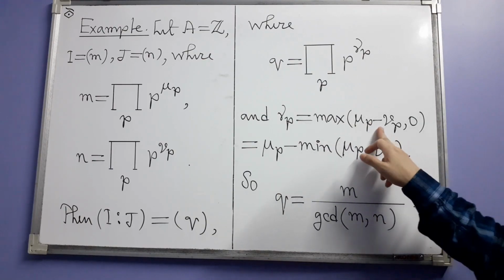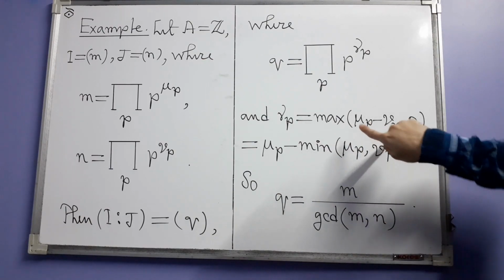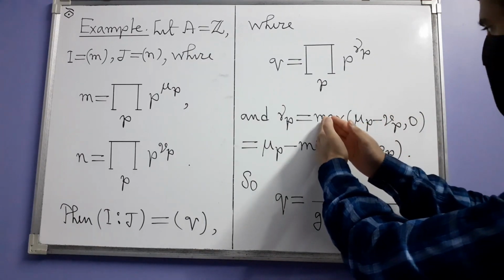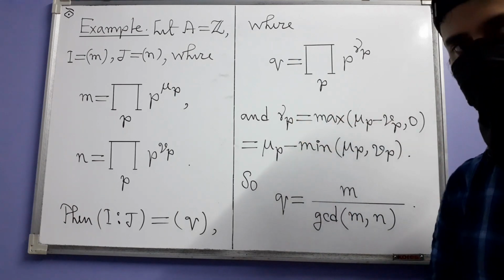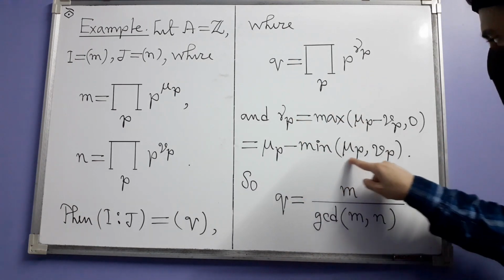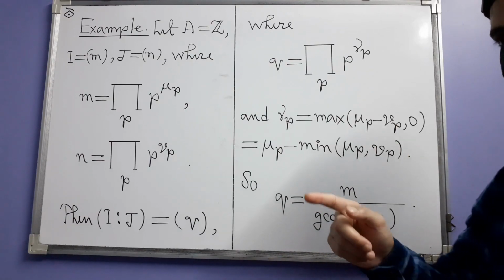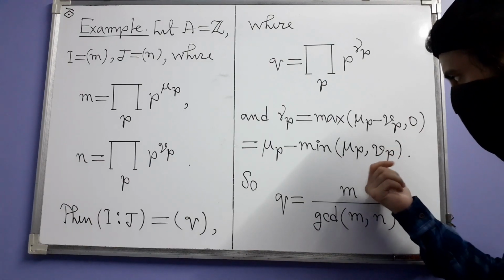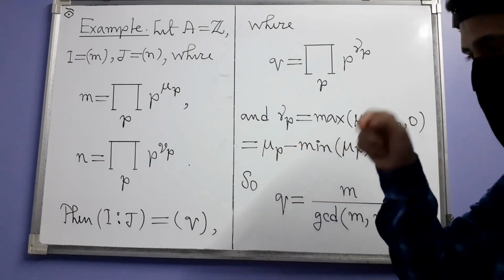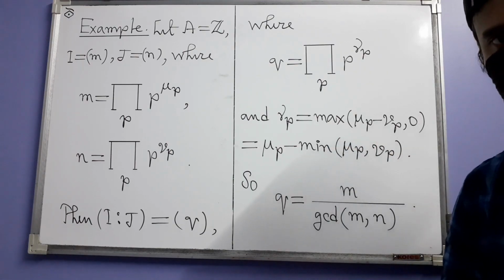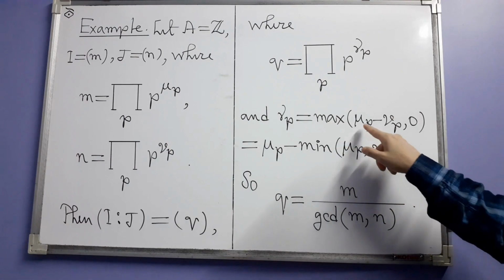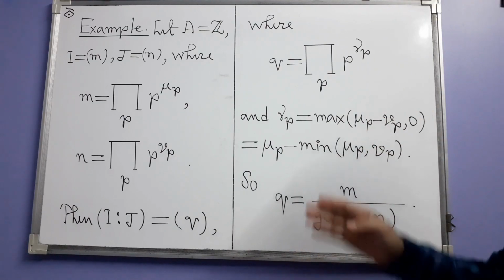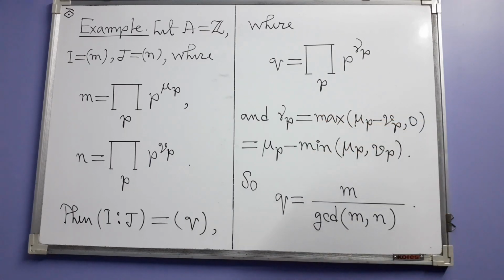So what will then be the maximum? The maximum will be this, because this is greater than or equal to 0. So in that case, this quantity is mu p minus nu p. In that same case, what happens to this minimum? Because mu p is greater than or equal to nu p, the minimum is nu p. And that's why this is also mu p minus nu p. So they are equal. And the other case, of course, is mu p less than nu p. That I am leaving to you. Okay, so in that case also, you will have this equal to this.